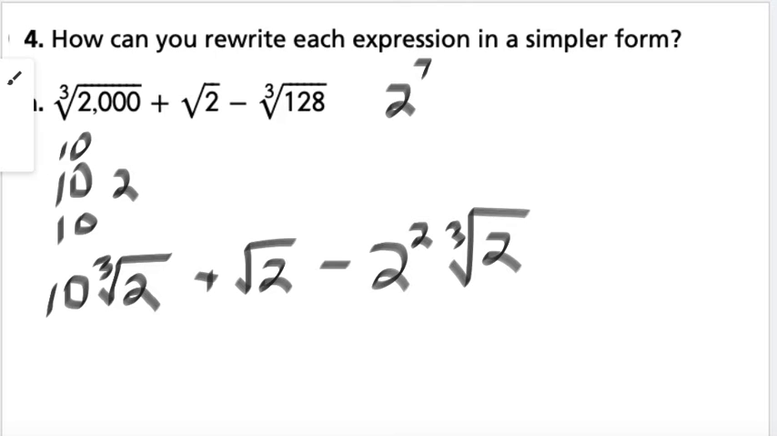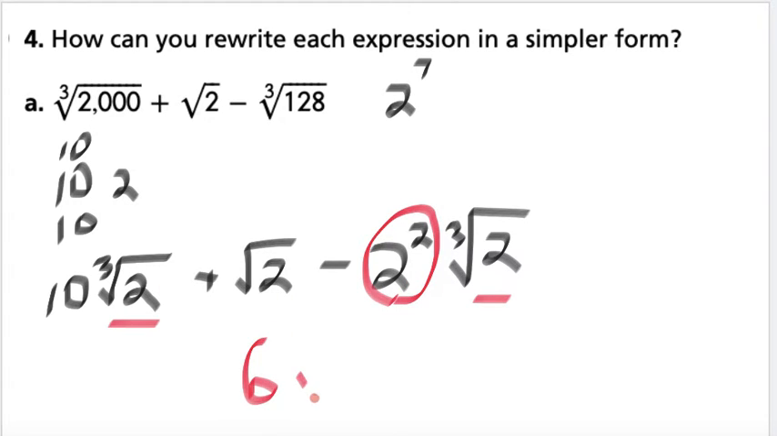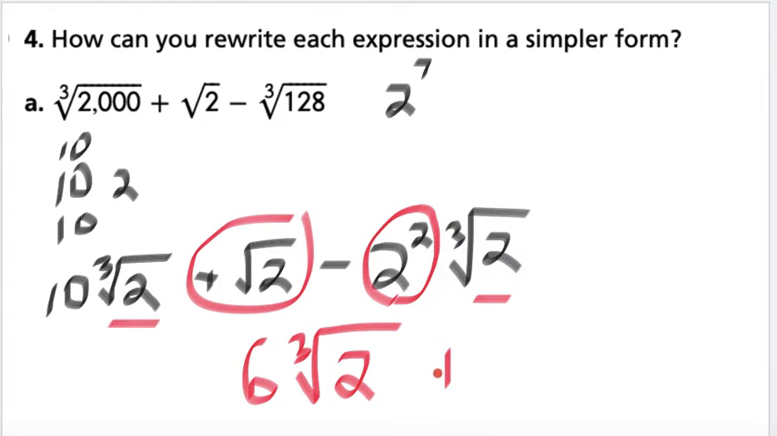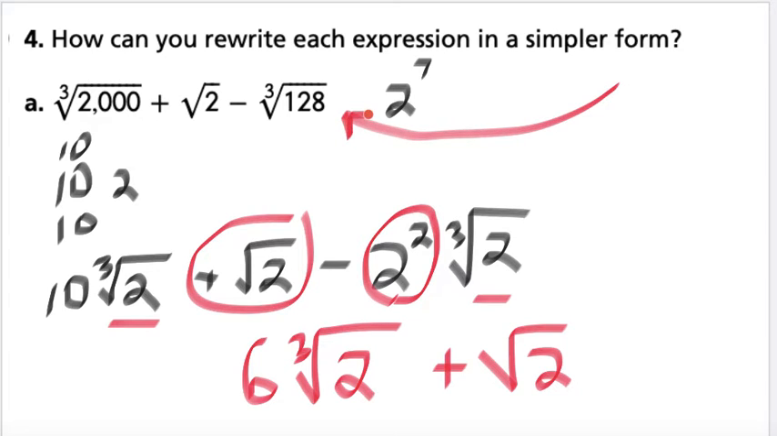So we do have the cube root of 2 and a cube root of 2. I have 10 of them minus 4 of them, right? 2 squared is 4. So I have 10 of them minus 4 of them gives me 6 of them. They're kind of like terms, right? They have to have the same index and the same radicand. And then we still have this one, so plus square root of 2. And that's the simpler form. What I wrote in red is the simpler form of the original problem.